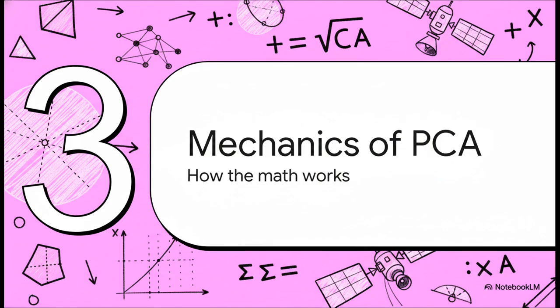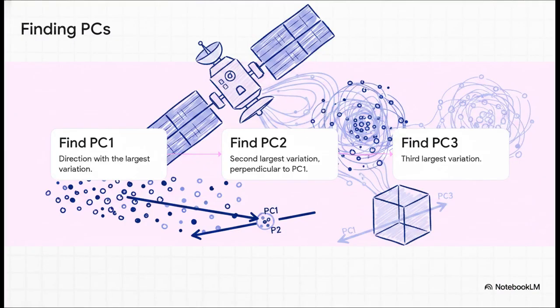Let's see how this actually builds mathematically. The math basically sequentially hunts down the patterns in your data. Step 1 is finding PC1, which is the direction in your data with the absolute largest variation. If your data points lie roughly along a line, PCA finds that direction and crowns it the first component. Then, step 2, it hunts for PC2. This is the direction with the second largest variation, but it has a super strict rule. It must be exactly perpendicular, or at a 90-degree angle, to PC1. Then step 3 finds PC3 with the third largest variation, and so on.